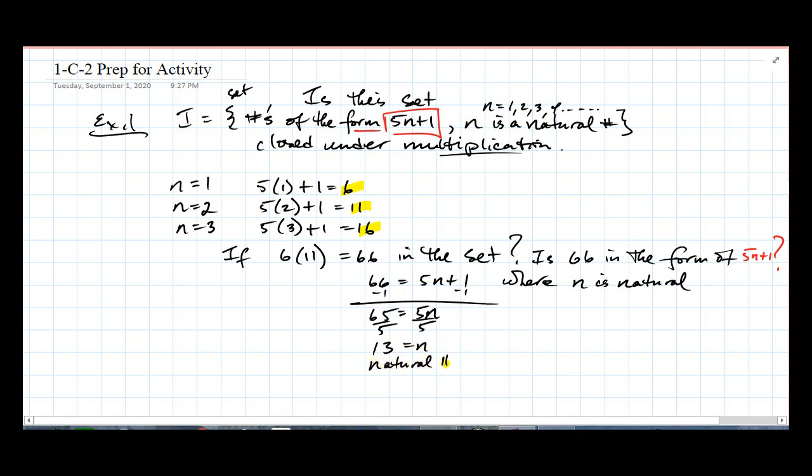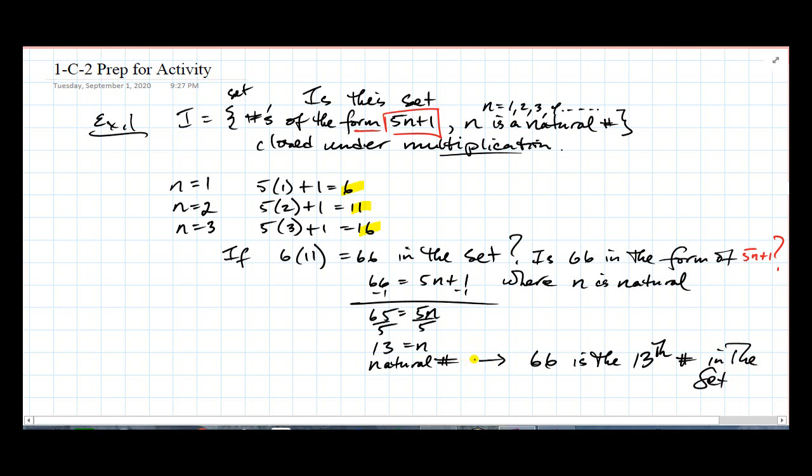It's a natural number. Okay, what does that tell me? It tells me that 66 is in the set. It's the 13th number in the set. 66 is the 13th number in the set.